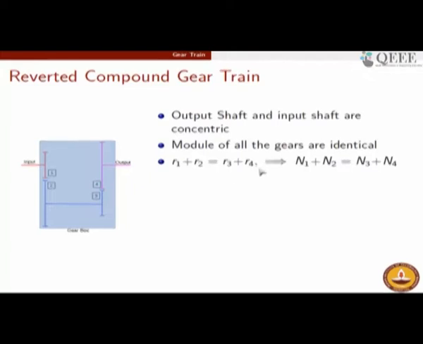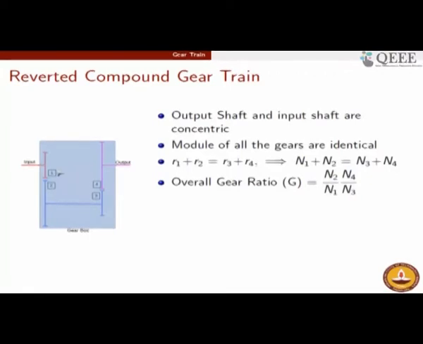And once you have that, the geometrical relationship of the radii boils down to a certain relationship even in terms of the number of teeth in each gear. As we derived for the case of the compound gear train, the same formula will go through, and the overall gear ratio will again be determined by the gear ratio at the first stage multiplied by the gear ratio in the second stage.